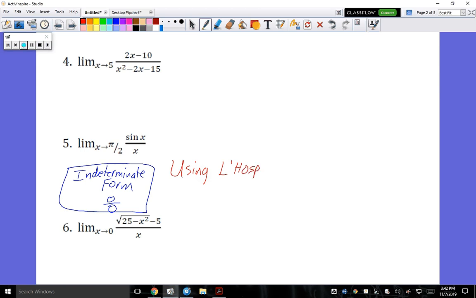So again, let me fix what I said earlier. It will not tell you when to use it. You have to know when to use it. But you already know from this. So even if you know how to do it without using L'Hopital's rule, if it gives you one of these forms, you still have to.